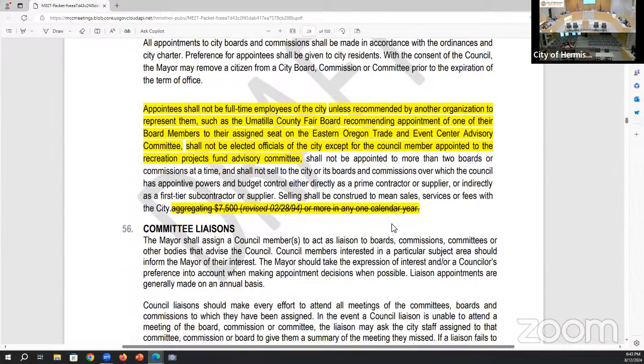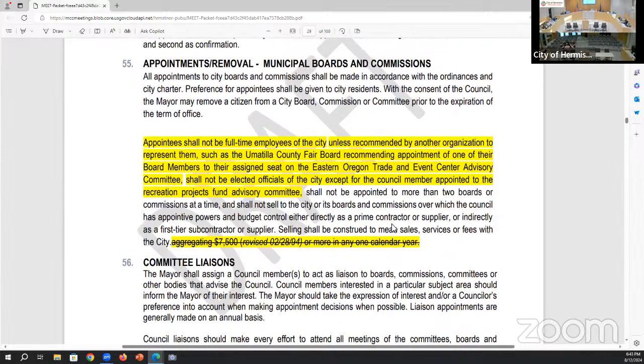Okay. All right, so this one, we just had this situation, that's why we're bringing it up. Right now the rules say basically you can't appoint a city employee to a city committee. We put up there a potential reason why you might want to. The Umatilla County Fair Board asked for one of their members to be appointed to the OTEC Advisory Committee, but he's a city employee. And so we had to say no in that instance because that's what the council rules say.